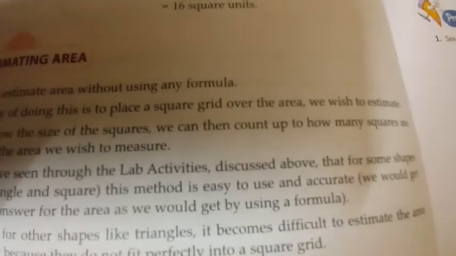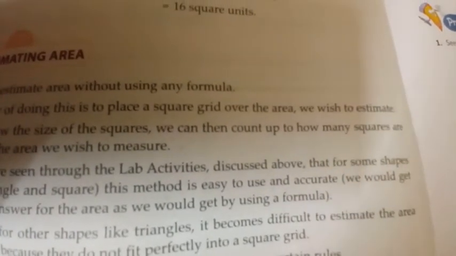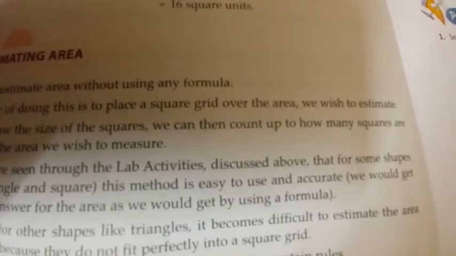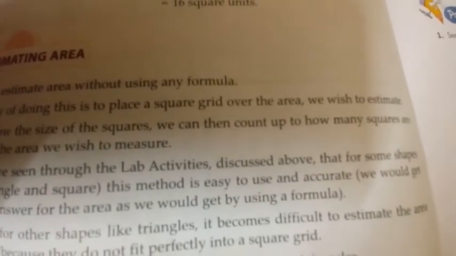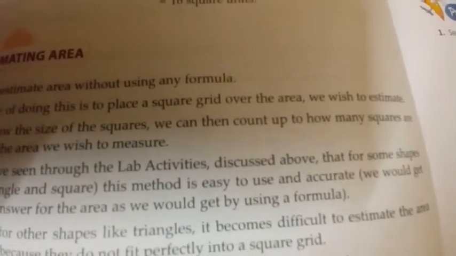For such shapes, we can estimate the area by following certain rules. So what are the rules? The rules for estimating the area through square grids are as follows. Count the number of full squares covered. So at first you have to count the full squares. Fit the given figure into a square grid as best as it can.